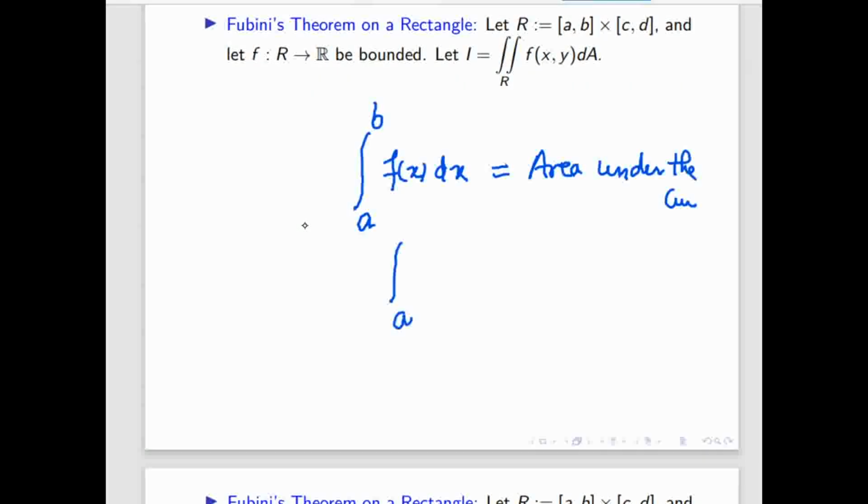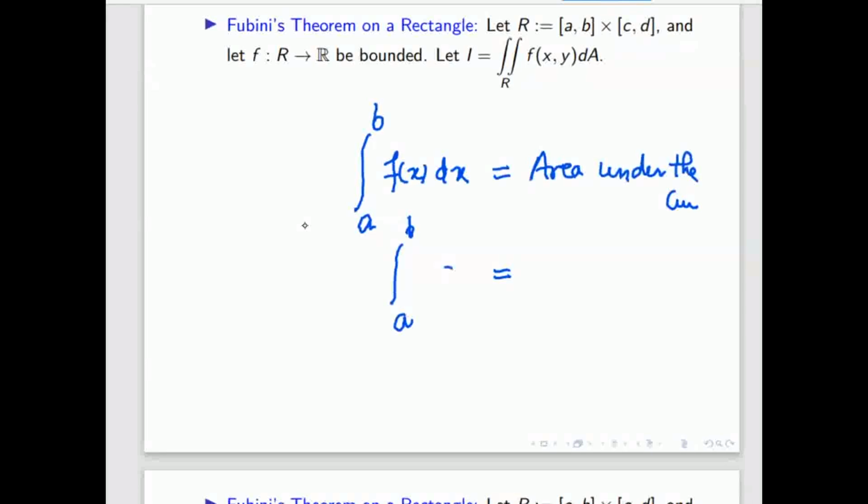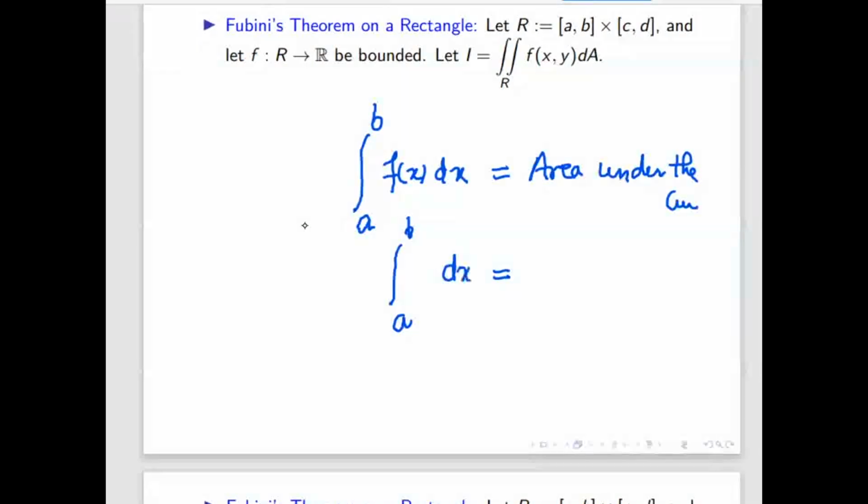If it is given, then what will this represent? There is no f, sorry. It is dx only. Then what will it represent? Length. The length of the interval between the limits. Interval length.